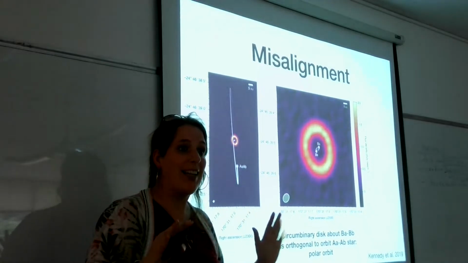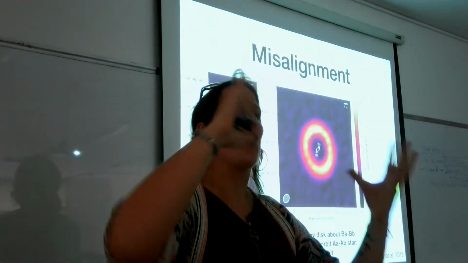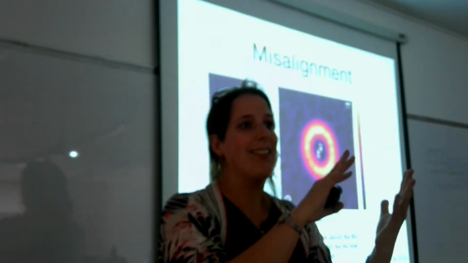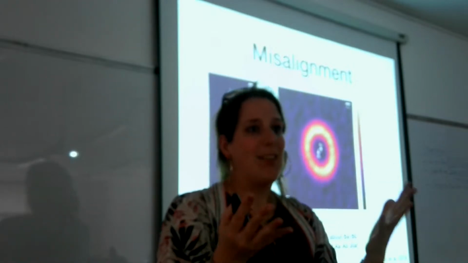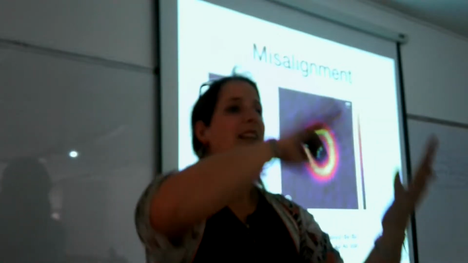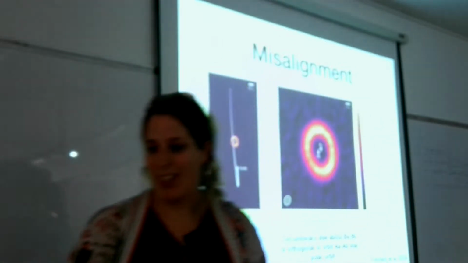I've been told by dynamics people that you either have a very strong misalignment, like a polar orbit, or something that's very close to aligned. Those two are relatively stable. Everything in between will evolve over time and eventually flip into one of the two directions.